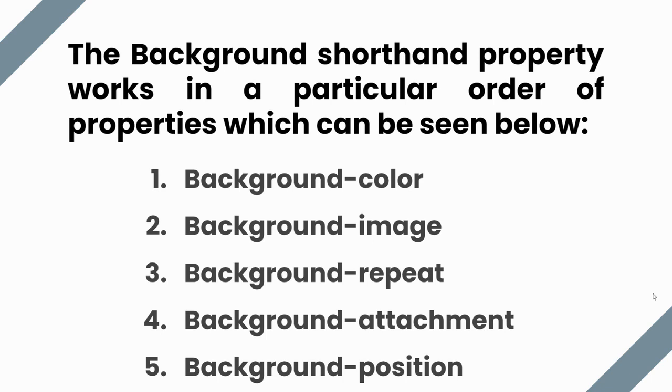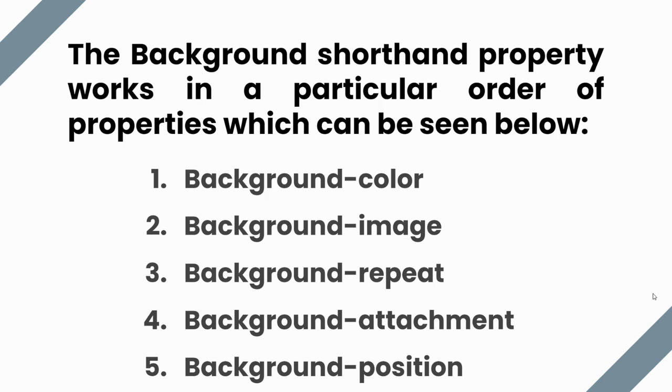And as you can see, the very first property in this order is the background color, which is followed by the background image, followed by the background repeat, then the attachment property, and lastly the position property. So if you are going to be making use of this property, it would mean that you would have to arrange each of the other properties in this order. It cannot be scattered, it cannot be done anyhow. It has to follow this particular order.